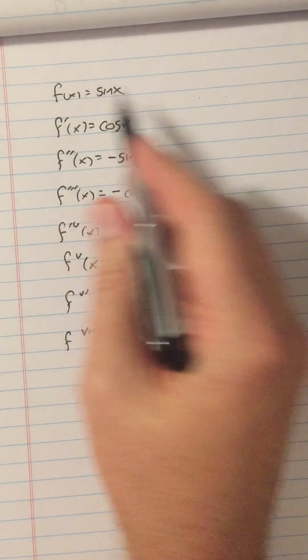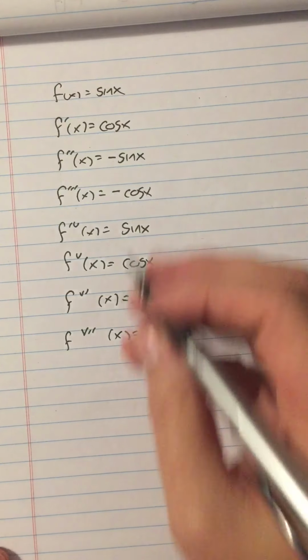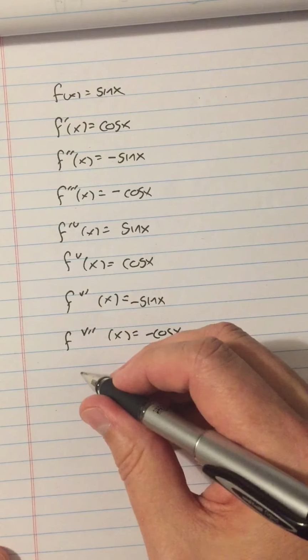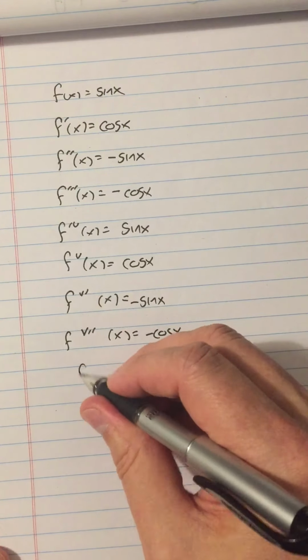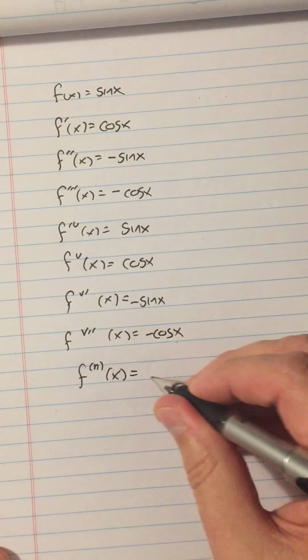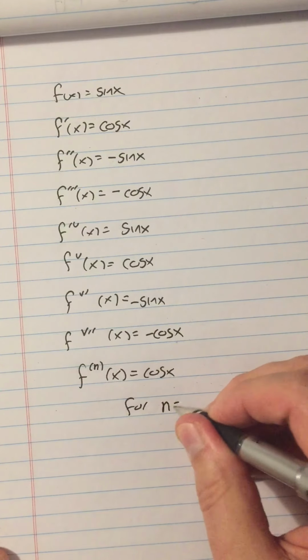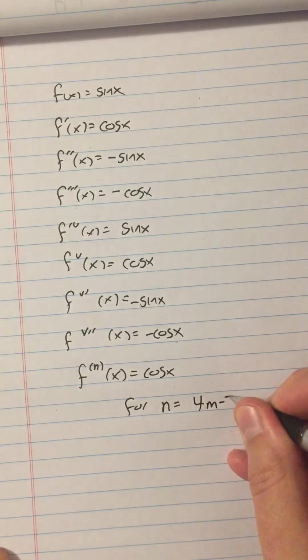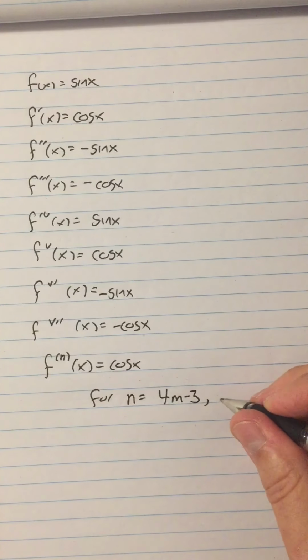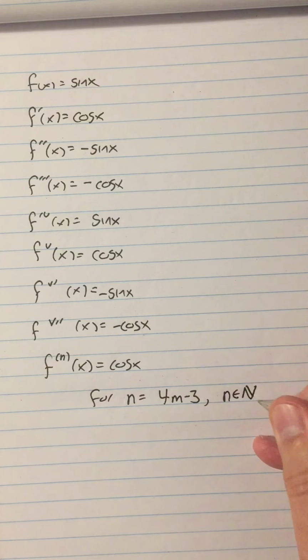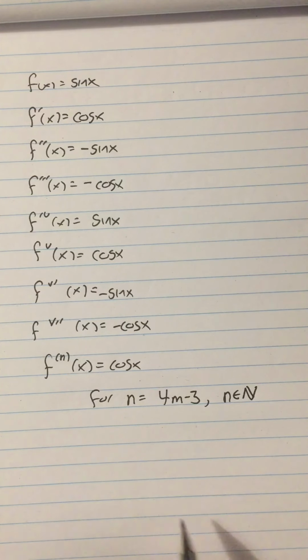What could you say about sine and cosine? It's a little bit trickier to say something about sine, but here's what we could say. You could say a lot of different things. Think about this. The nth derivative of sine x, I'm going to say this, is cosine x for n equals 4m minus 3, where m is any natural number. You think about that.